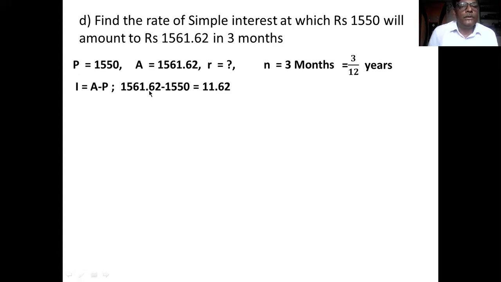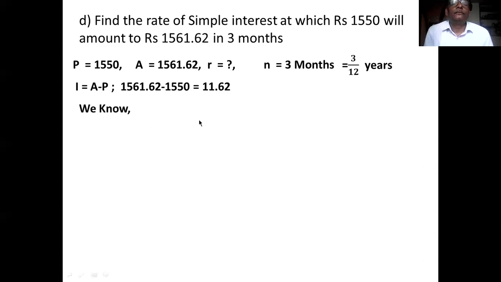Therefore, the amount is 1561.62 minus 1550. Is it 11.62 or not? I think it is 11.62. Interest is 11 rupees 62 paisa. Clear? Then you write your equation.